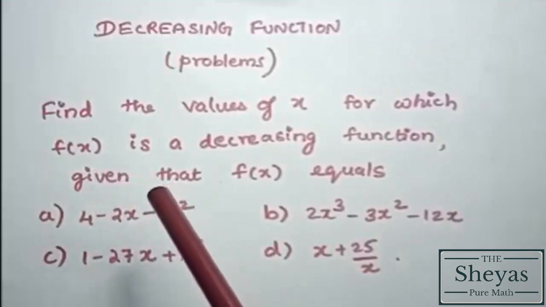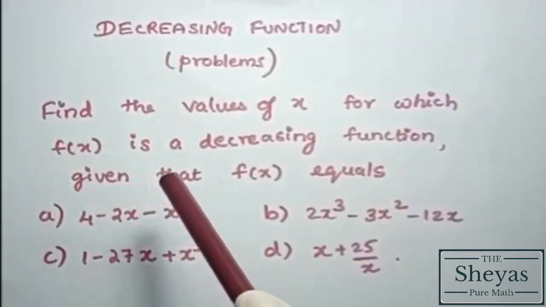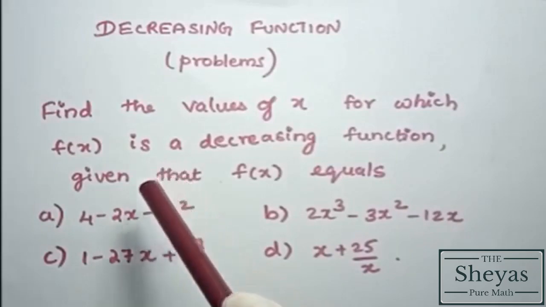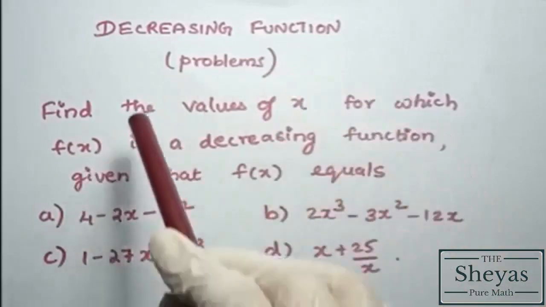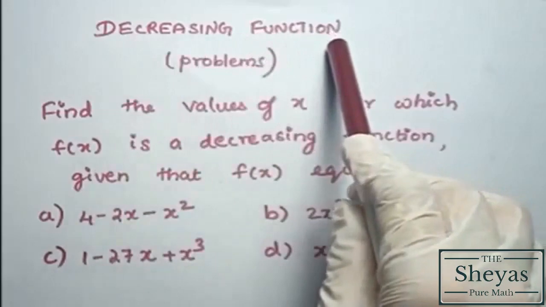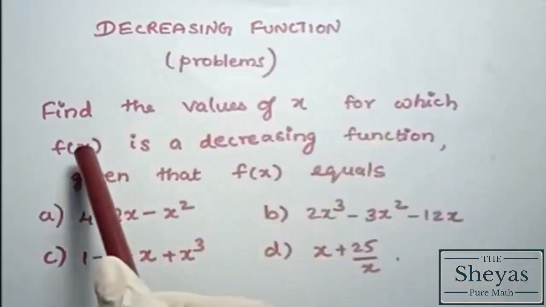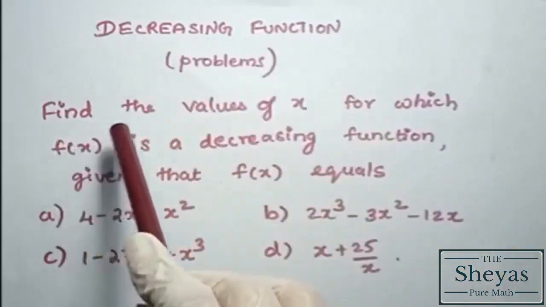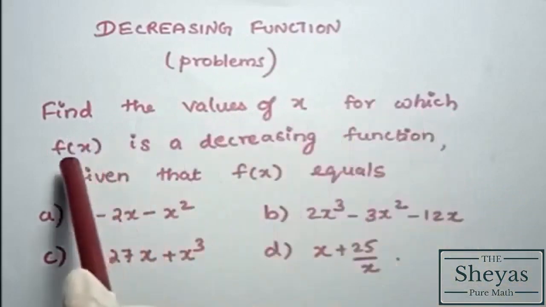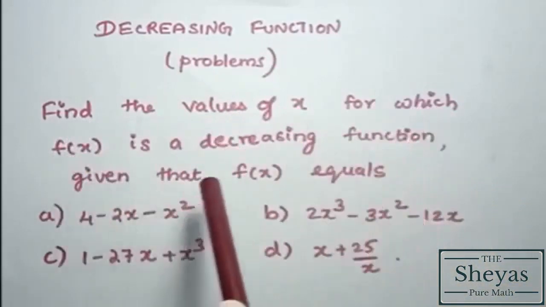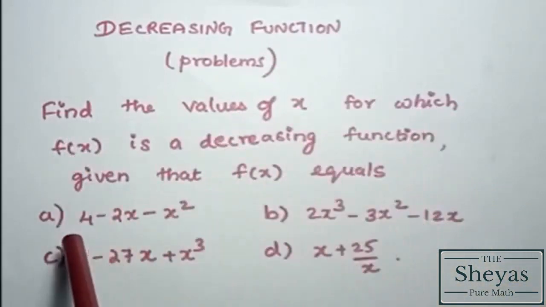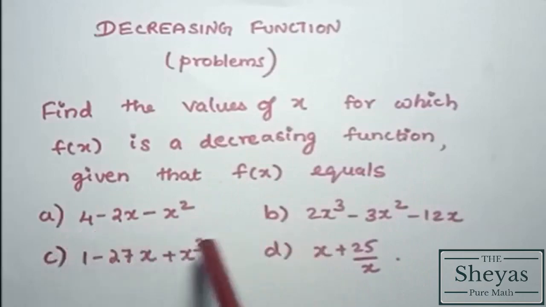Hello friends. In the previous video, we have discussed the problems under increasing functions, and in this video we are going to discuss the problems under decreasing functions. First problem: find the values of x for which f of x is a decreasing function given that f of x equals a, b, c, d functions.